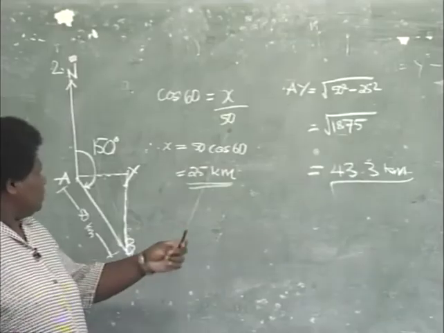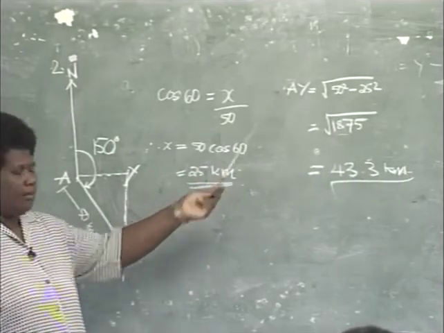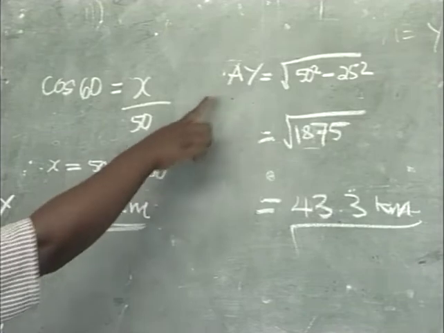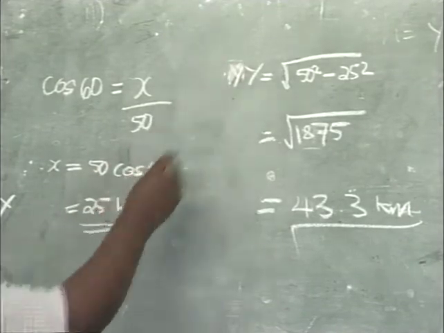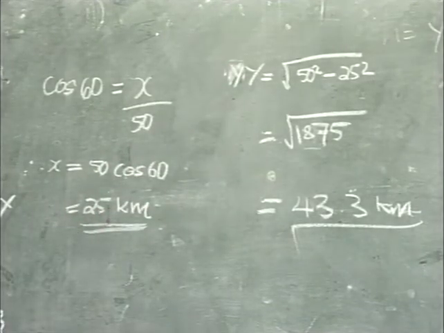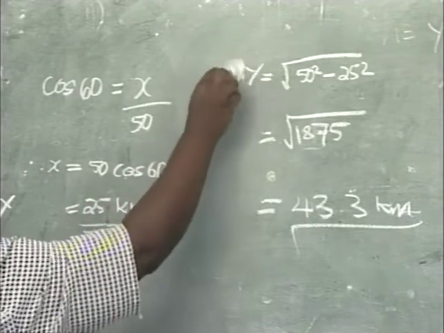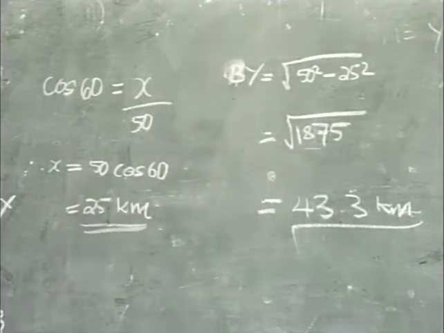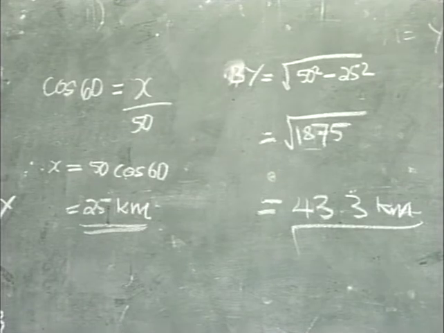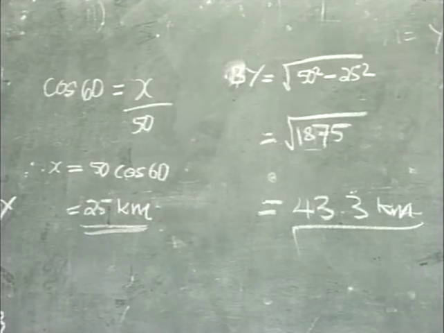Livingston, should this be B, BY? Okay. Because AY is the same as 25. Oh dear. BY. Okay. Well done, Livingston. Number 3.